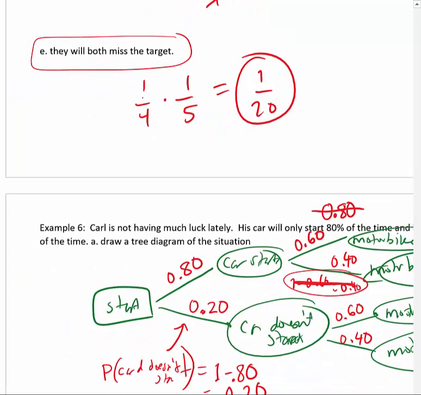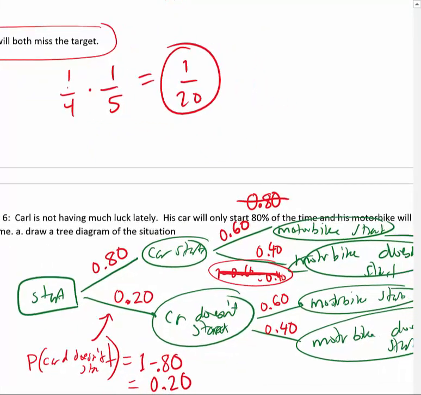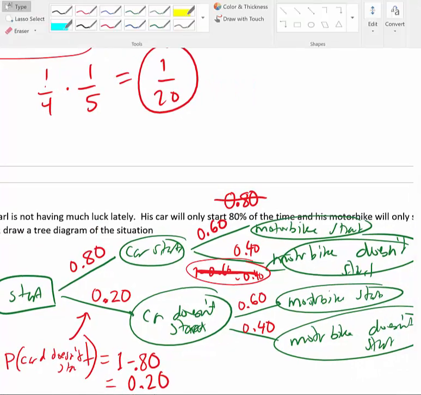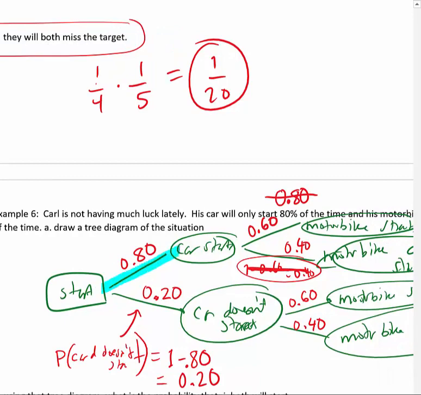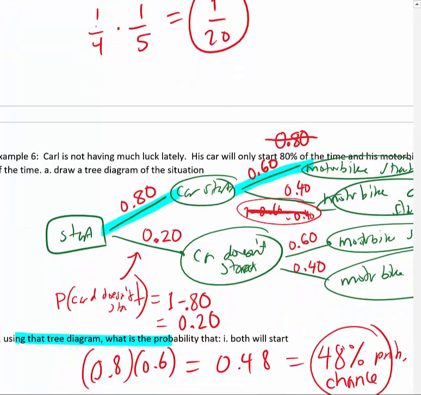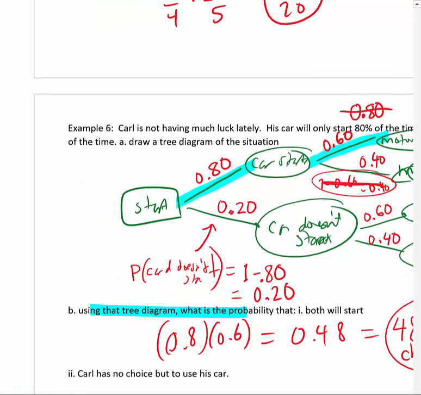Using the tree diagram, what is the probability that first both will start? Okay, well we know how to do that from the previous problem. I'm going to highlight that. Both start, that means I want the car to start. I'm going this way. And I want the motorbike to start, so I'm going this way. Okay, the probabilities along the way are 0.8 and 0.6. If I multiply those, I get 0.48, which if you want to convert that to a percent, since we were given percents, that'd be a 48% chance. Or I guess probability. Not very good. It's kind of almost got a 50-50 shot, huh?